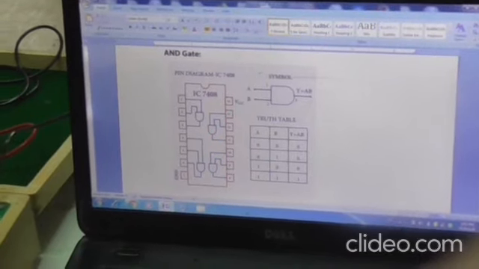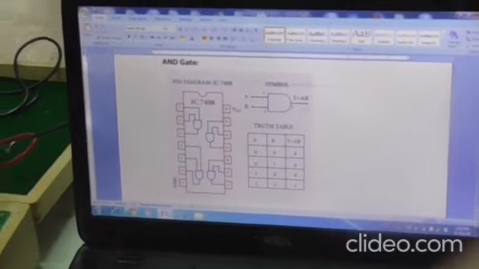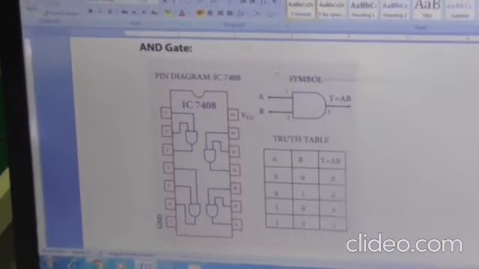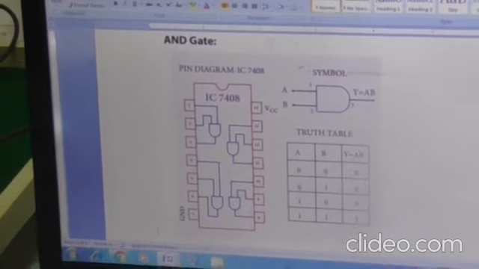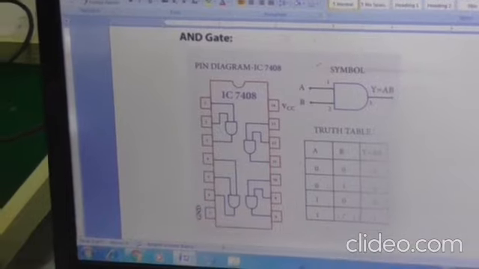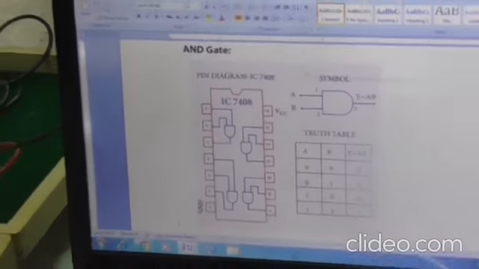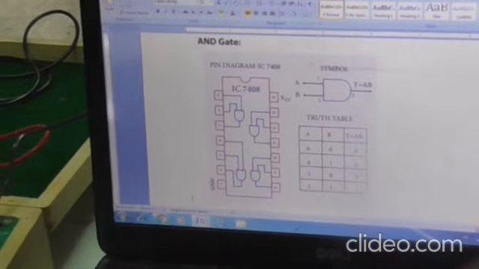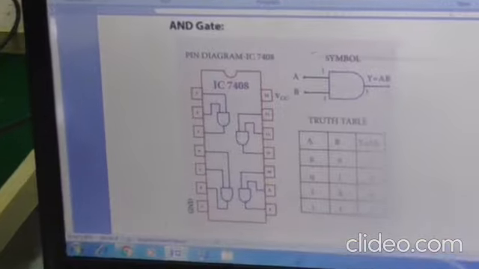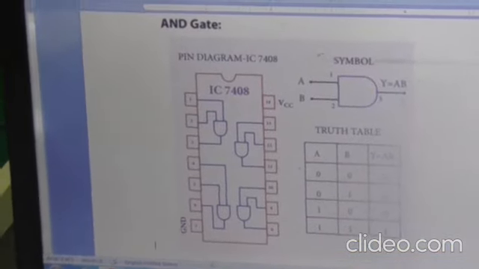Hello students, today we will see our first experiment, implementation of basic gates on an IC trainer kit. In the theory lecture we have already seen all the basic gates like AND gate, OR gate and NOT gate. These three gates we refer to as the basic gates. So we will see the demonstration of all these three gates on an IC trainer kit.